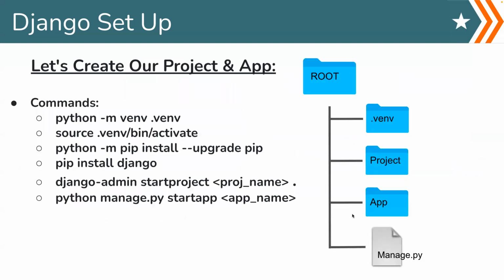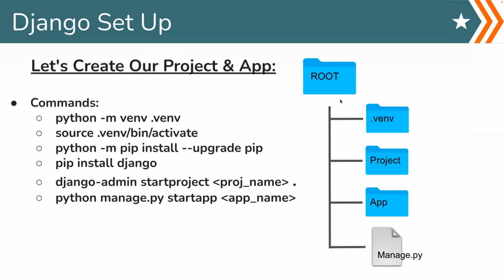All right, so this is what the Django setup would actually look like. We're in our root folder. We go ahead and create our virtual environment. After we create our virtual environment, we're going to upgrade our pip. Well, first we have to activate it. Then we're going to upgrade our pip. We'll install Django, and then we can start a project. Don't forget the period, please. And then after that, you can start your application.